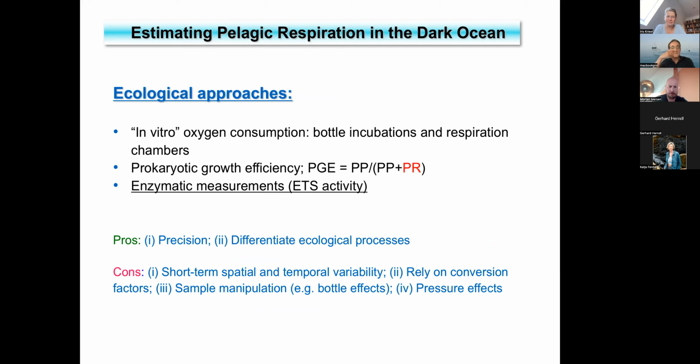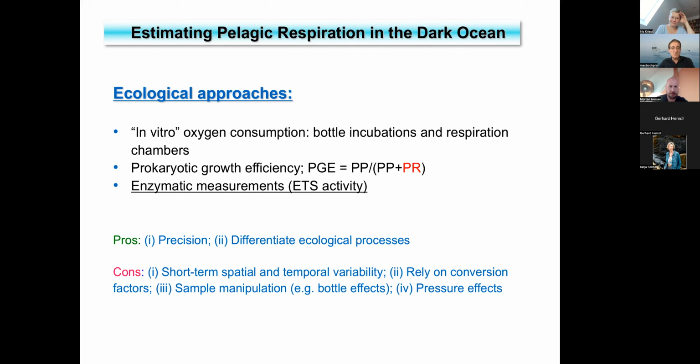Prokaryotic growth efficiency is like what we say in Spain, a fish biting its own tail. I think in England you say a dog chasing its tail, or a snake biting its own tail. It's like that. If you have the prokaryotic growth efficiency of the prokaryotes in the ocean, you can just measure prokaryotic production, which is pretty easy, and derive or infer respiration. But to have the prokaryotic growth efficiency, you need respiration.